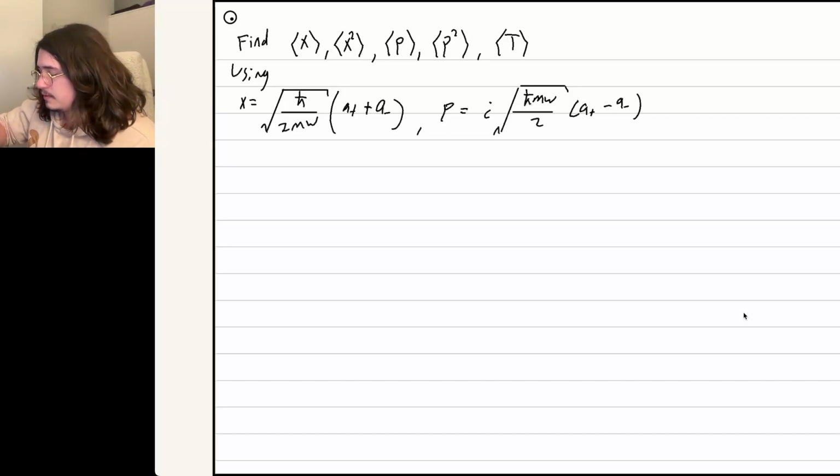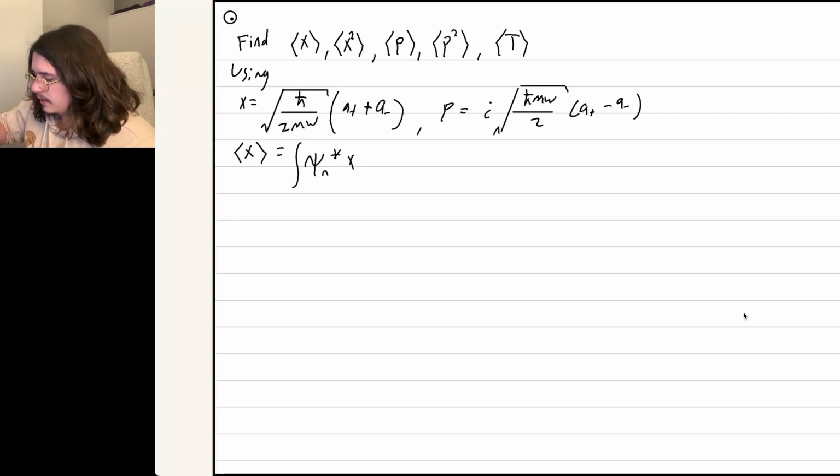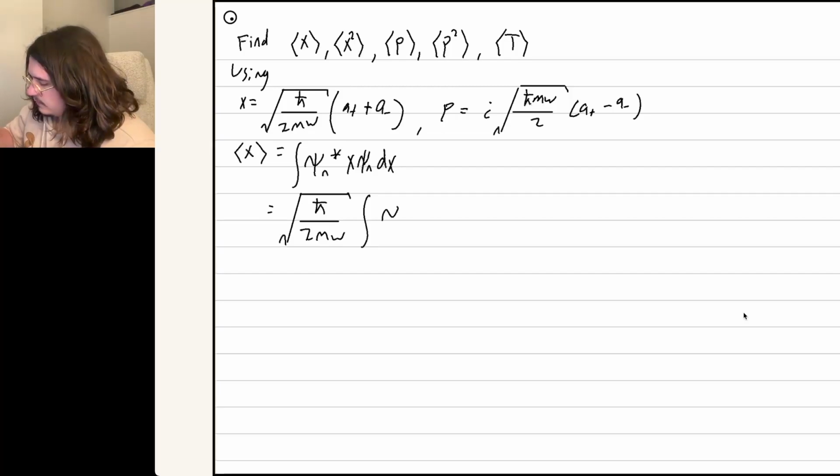So getting right into it, the expectation value of x is going to be given by an integral over all space psi n star x psi n dx. We'll go ahead and apply that substitution, pulling out the root h bar over 2m omega out of the integral, and then inside you'll have psi n star (a plus + a minus) psi n dx.